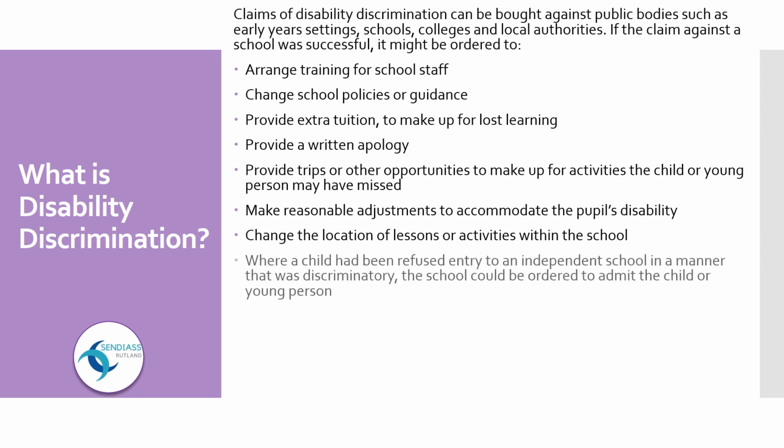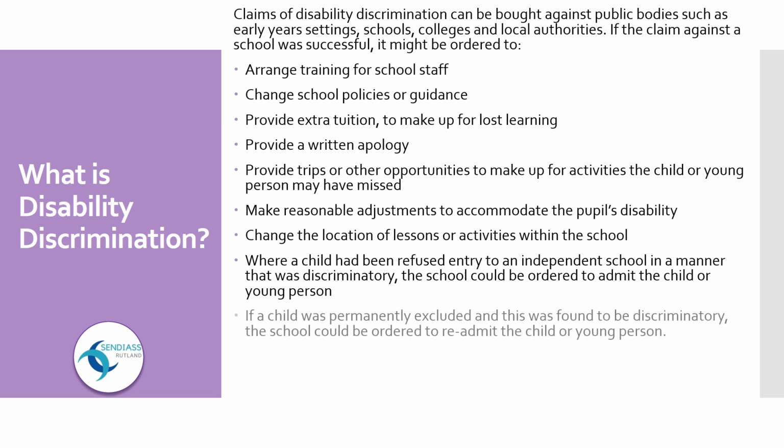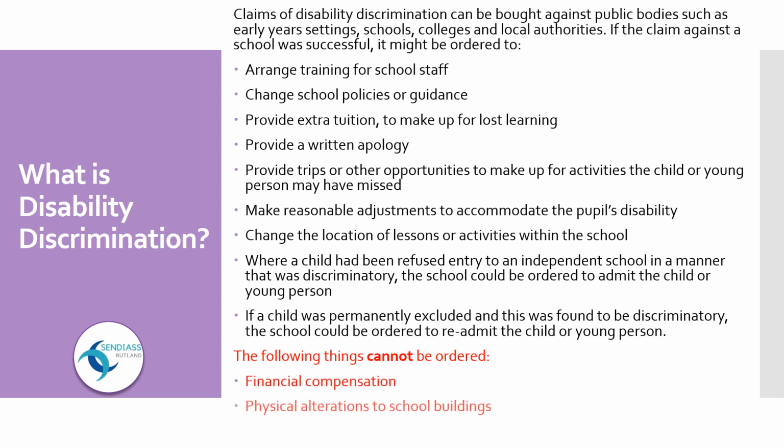Where a child had been refused entry to an independent school in a manner that was discriminatory, the school could be ordered to admit the child or young person. Or if a child was permanently excluded and this was found to be discriminatory, the school could be ordered to readmit the child or young person. The following things cannot be ordered: financial compensation, physical alterations to school buildings, and the dismissal of a particular staff member.